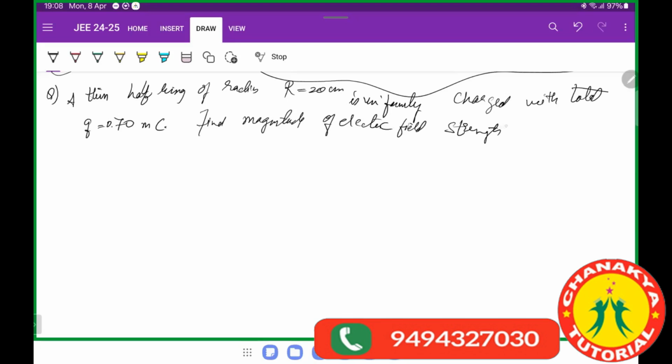Okay, but where? That's what we need to know. At the center of curvature of this ring. So is it millicoulombs? Yeah, 0.7 millicoulomb.